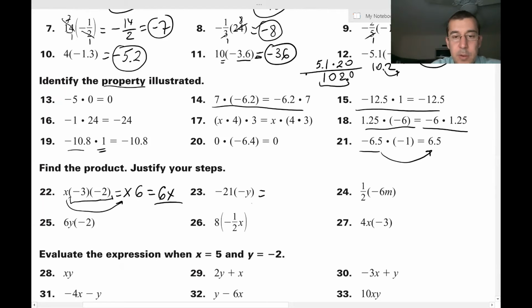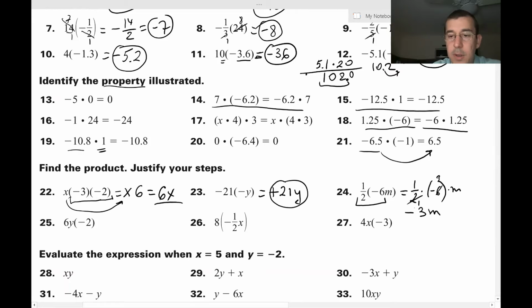23. So we have here minus, two numbers with the same sign, so plus is the answer, and then this is 21y. 21y is the answer. 24, we can multiply 1/2 and -6. So this can be 1/2 times -6 and then times m. This is the associative property of multiplication. Right? Now here we have two numbers with different signs, so minus is the product, and then 6 and 2 cancel out by 2. So we get 1 here, 3 here, so 3 times 1 is 3, so this is -3m. So -3m is the answer.